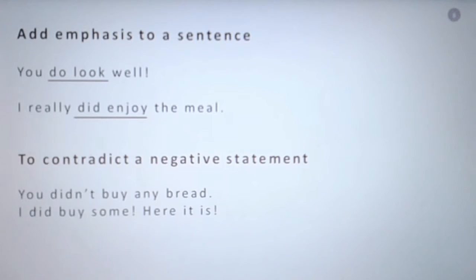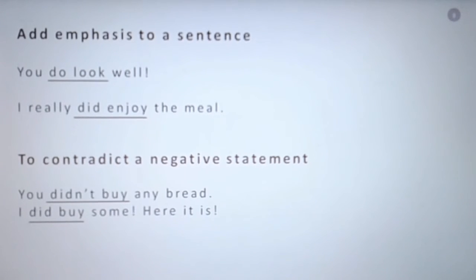Next, you can use emphatic do to contradict a negative statement. For example, someone said this to you. You didn't buy any bread. Just imagine that you're being accused. And then you want to stand up for yourself. You want to defend yourself. So you contradict this negative sentence, didn't buy. And you say, I did buy some. Here it is.